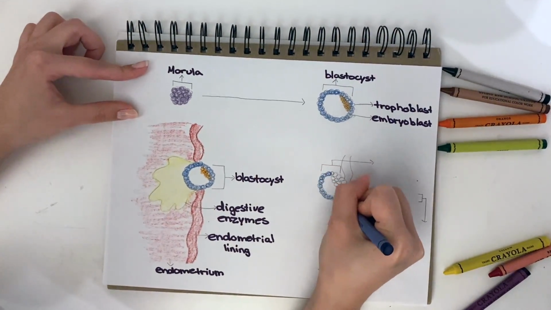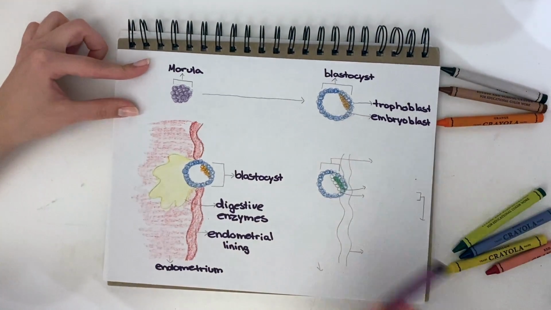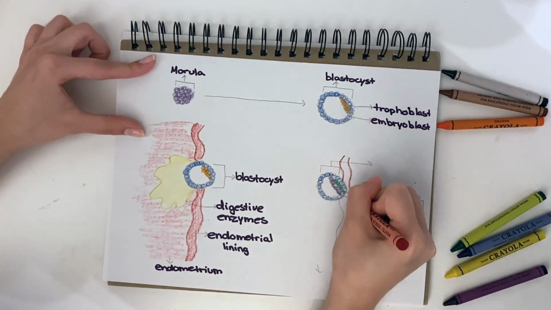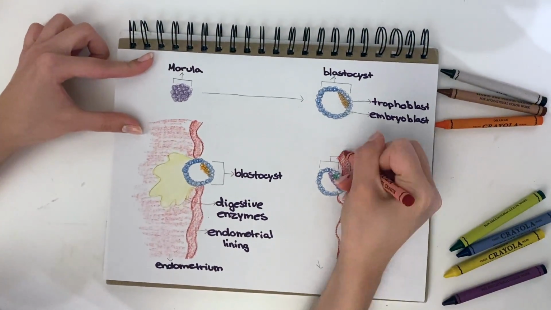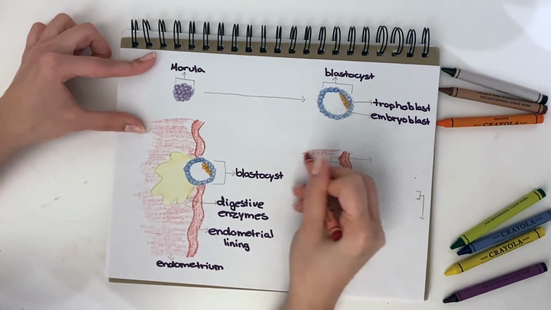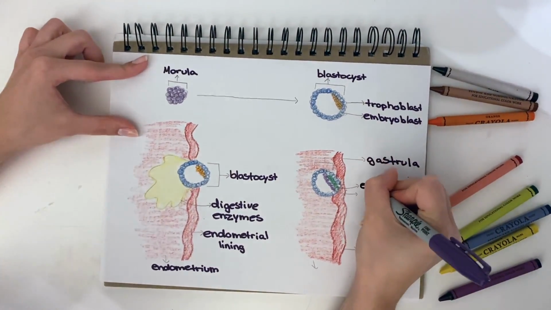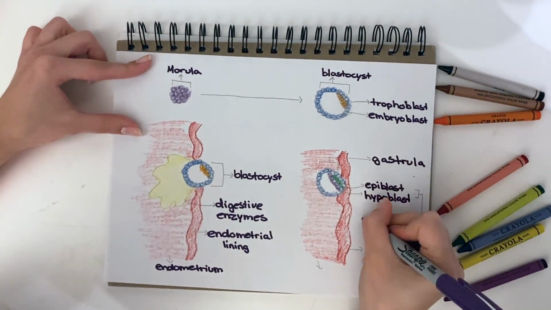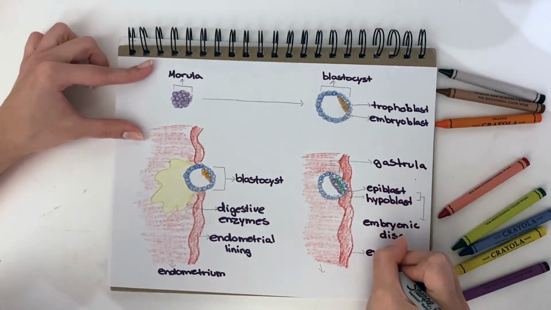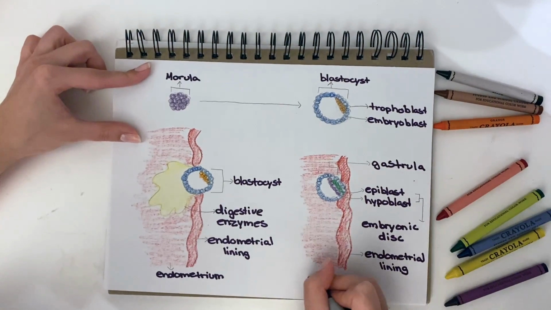While implantation is occurring, the blastocyst converts itself into a gastrula, from which 3 primary germ layers form, along with extra embryonic membranes. The embryoblast further divides into the upper epiblast and lower hypoblast, which together form the embryonic disc.